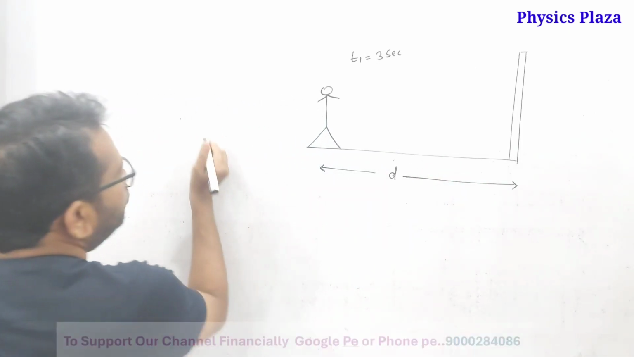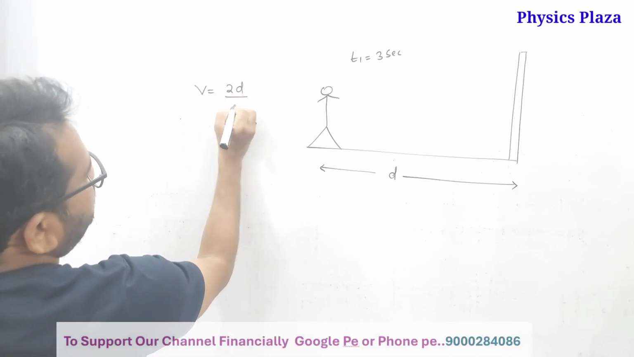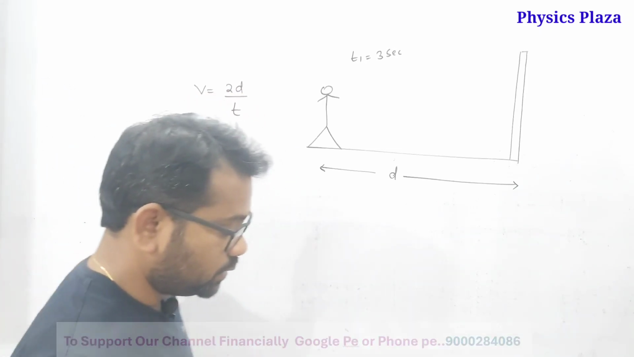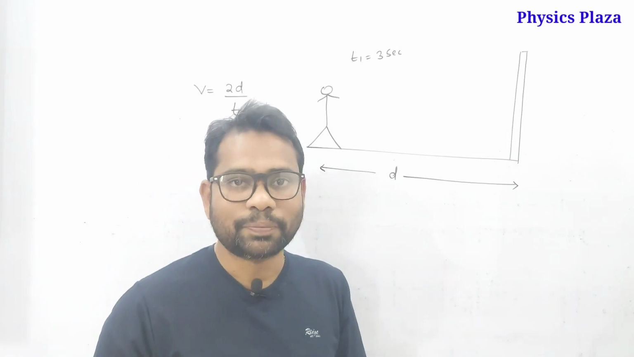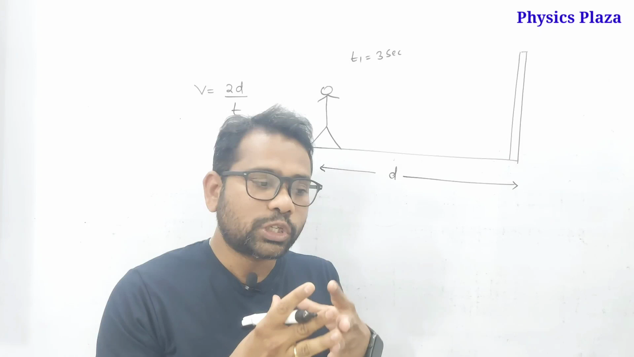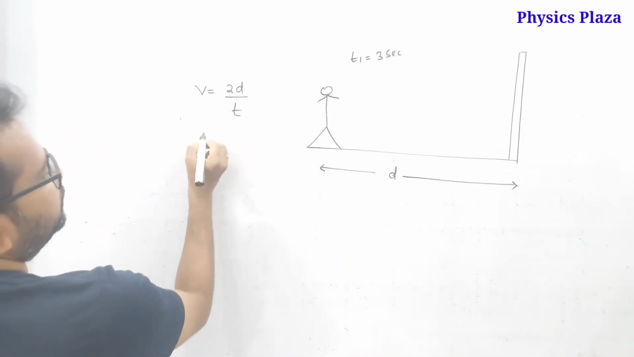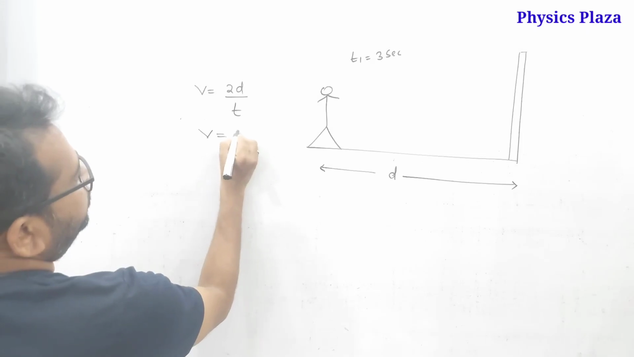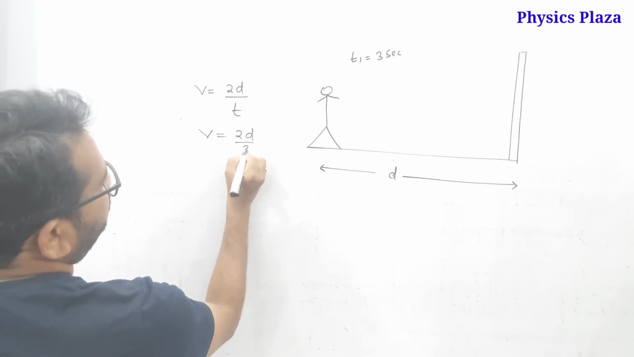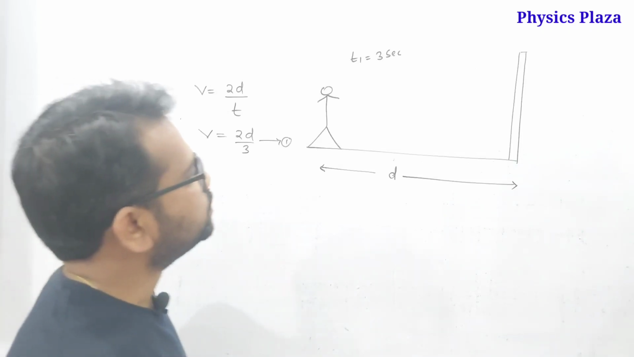Okay, so what we know? We know that v is equal to 2d by t. And children, don't forget that here velocity is not given. In this question, velocity is not given. We even have to calculate the speed of the sound, the velocity of the sound in air also. Now here we can apply v is equal to 2d by 3. That's equation 1. We have this much information only.